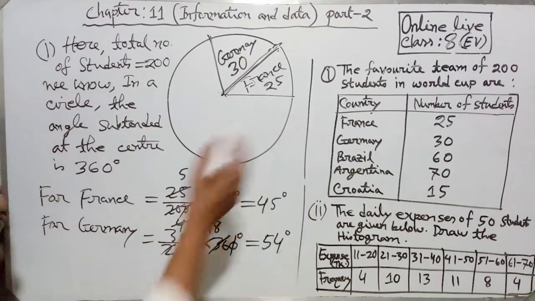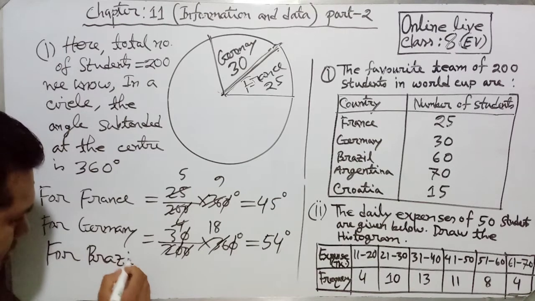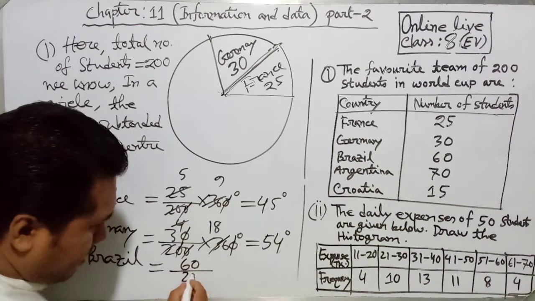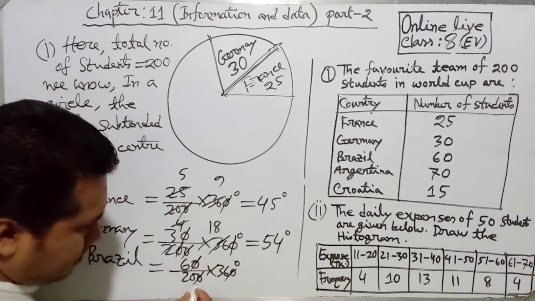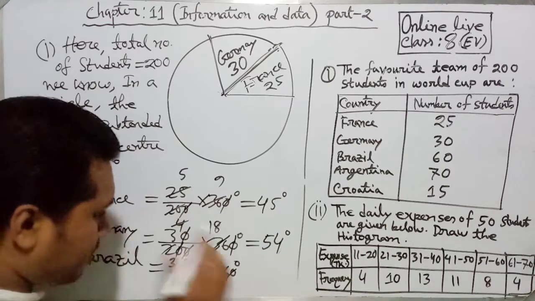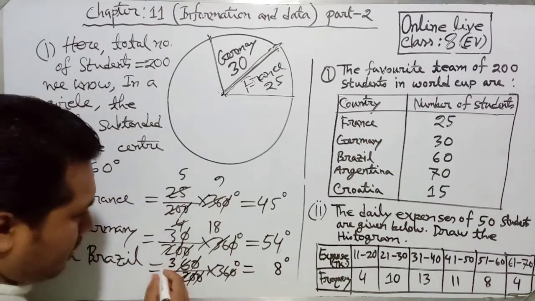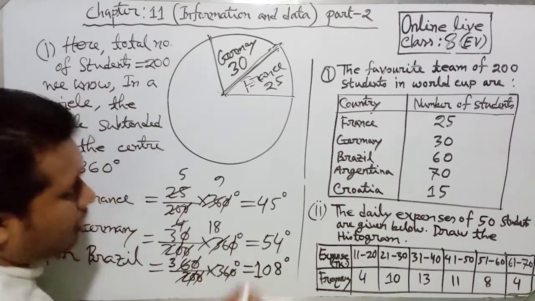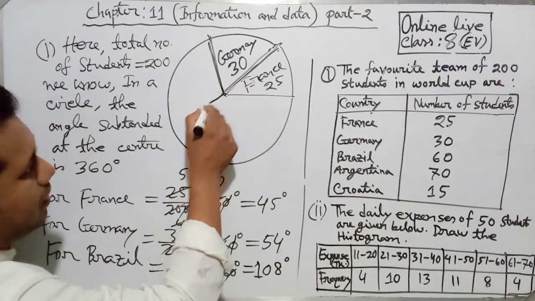This indicates Germany. Now dear students, for Brazil, now it is 60 divided by 200 into 360 degrees. The zeros cancel, then dividing gives 3. Now 3 times 6 is 18, carrying on, 3 threes are 9 and 1, so 108 degrees.